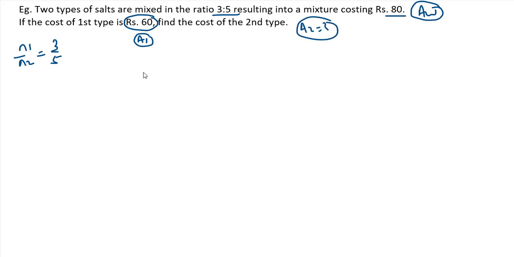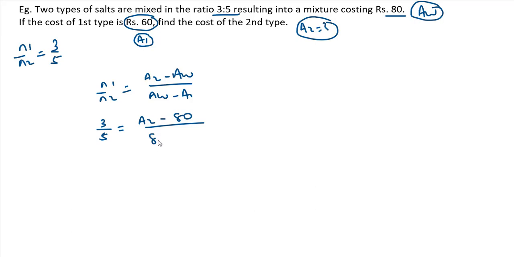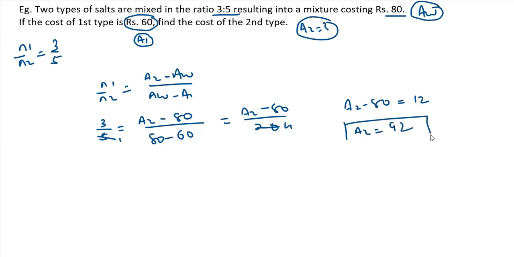So again we will use directly the alligation equation, which is N1 by N2, which is equal to A2 minus AW upon AW minus A1. So N1 by N2 is 3 by 5. A2 we need to find out. AW is given to us, which is 80 upon 80 minus 60. So this will be equal to A2 minus 80 the whole upon 20. So 5 ones are 5, 5 fours are 20. So from here we will get A2 minus 80 will be equal to 12. So the average cost of the second group will be 92 rupees per kg.